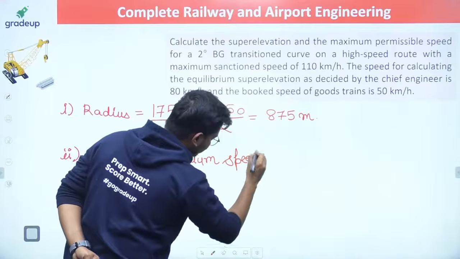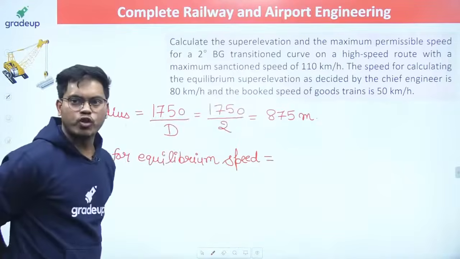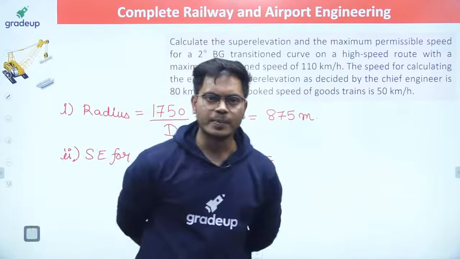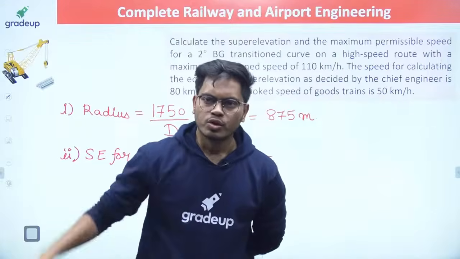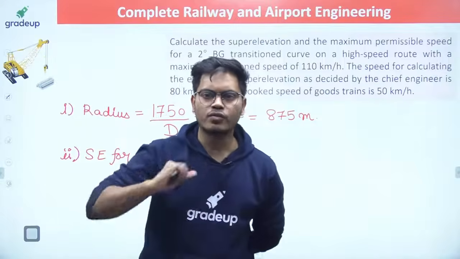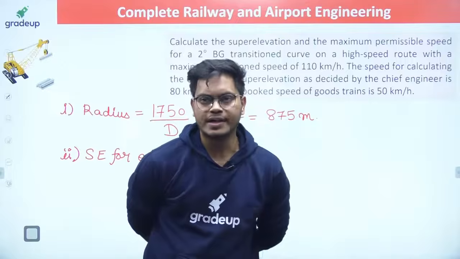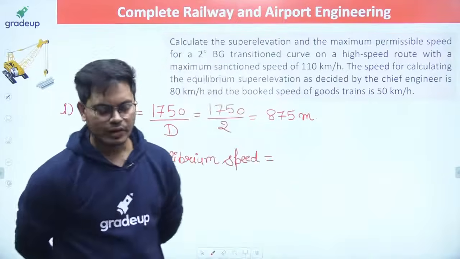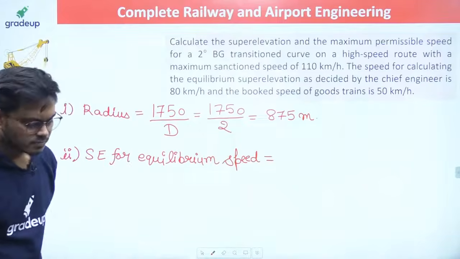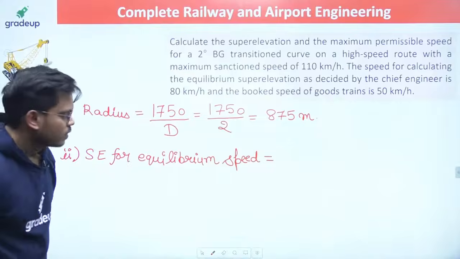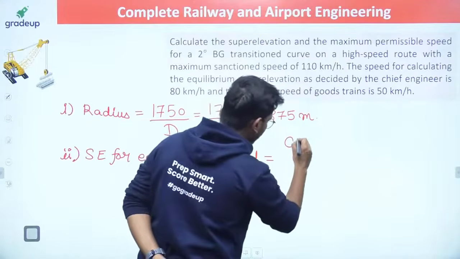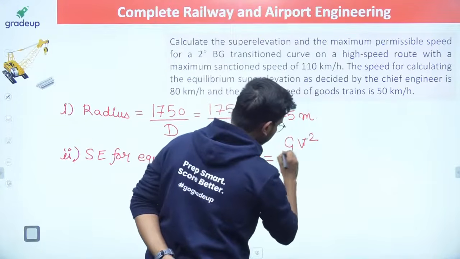Super elevation for equilibrium speed, everybody. Full power! Everybody, if you solve, you will get the practice. If I solve, I will have the practice, and I don't need it, guys, because you have to give the examination. Come on, tell me. The formula will be GV square upon 127R.